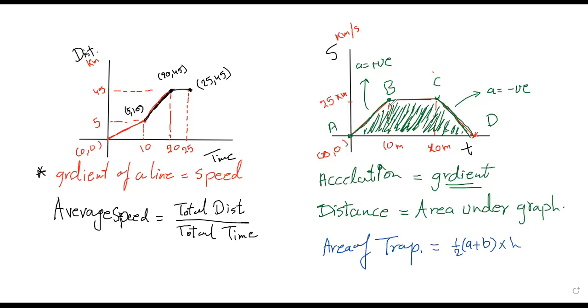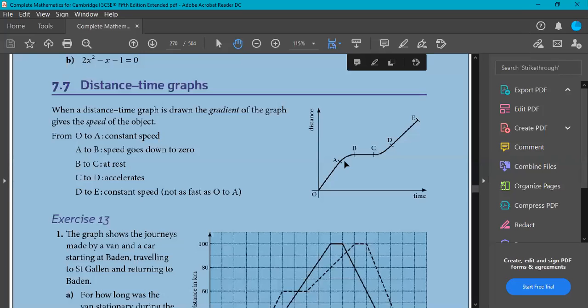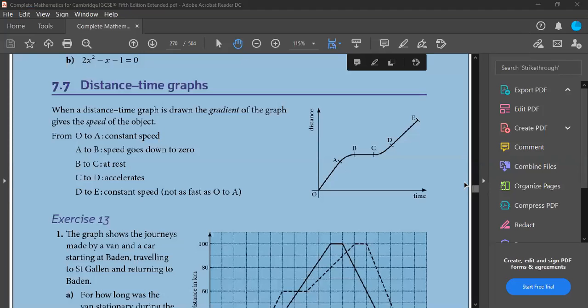So that's a trapezium, and the area of a trapezium is, if this is your A, this is your B, and this is the height, which is the distance between the two bases. So the distance traveled is the area under a graph. Now, this comes to the end of this lesson. In fact, let's go for questions. All questions are in the book and describe what we explained today in this lesson.